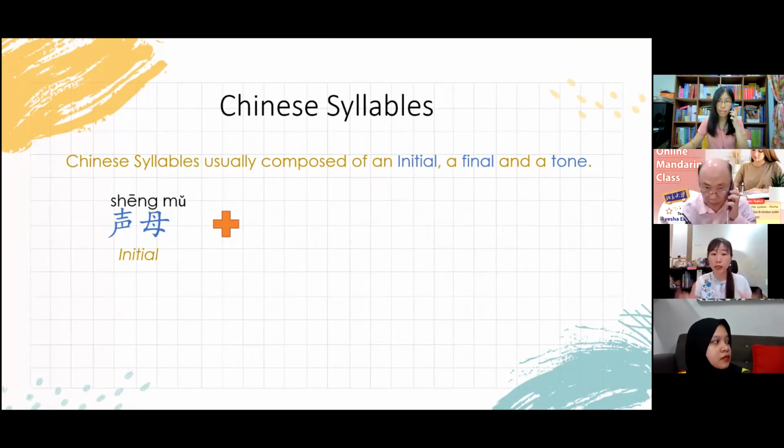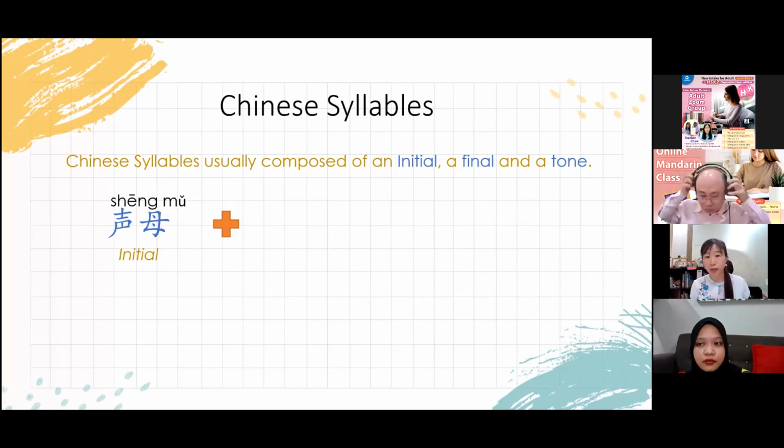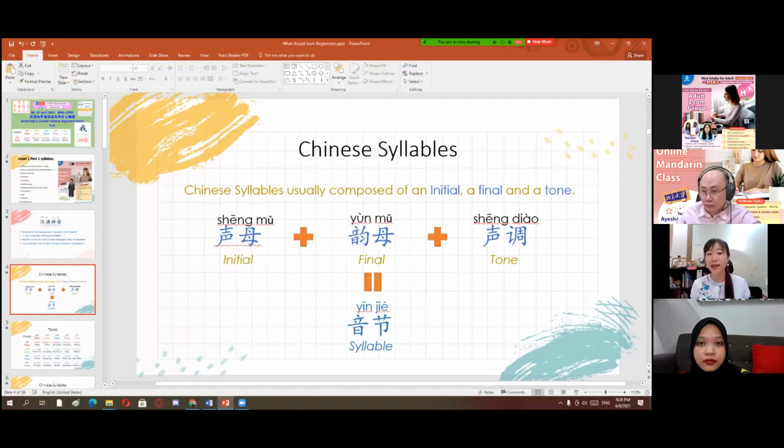So when you speak in Mandarin, you will know how to pronounce it properly. Pinyin is very important, and also you must read it accurately. Sometimes if you read it wrong, you will get the wrong meaning.